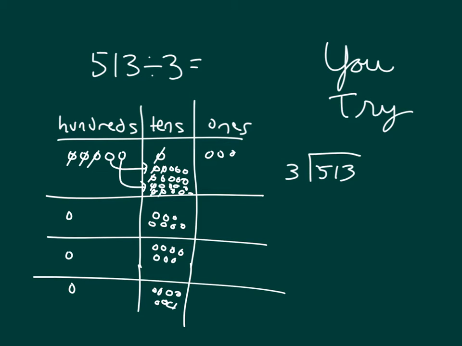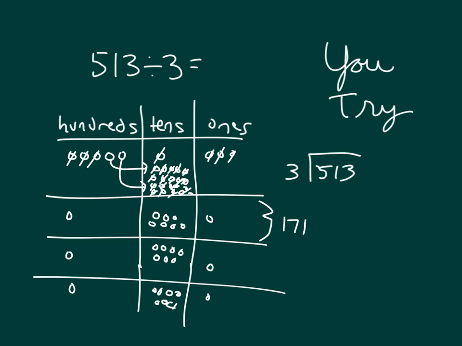So that there are none left within there. And then you can go ahead and divide those 3 ones. Within each of those groups, there's 100, 7 tens, and 1 one, or the number 171.